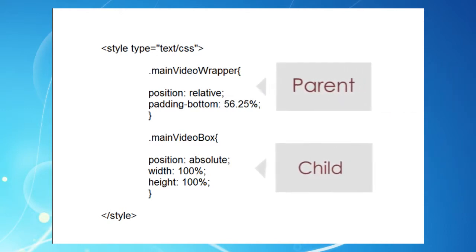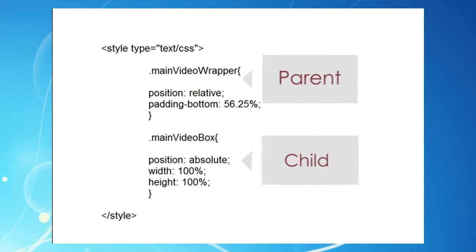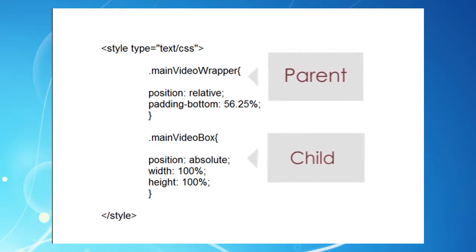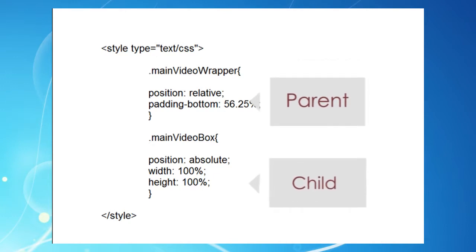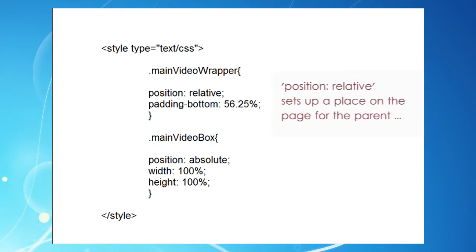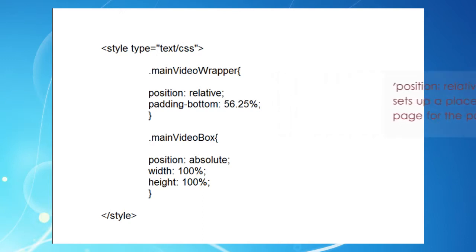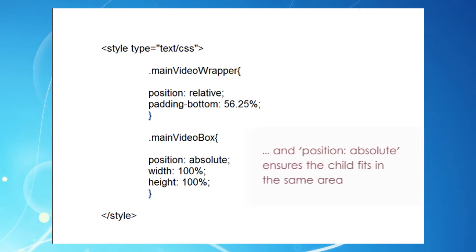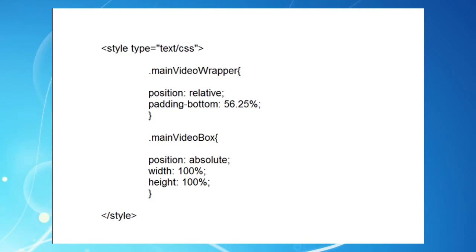Basically what we have here is the parent main video wrapper acting as a placeholder for the child main video box, into which we're then going to put the iframe. In this parent-child relationship, the property position relative sets up the parent div at a particular place on the page, and position absolute ensures the child div fits exactly in that space. No good? Okay, we'll try this then. Position relative sets up main video wrapper on the page, and position absolute fits main video box exactly inside it. Okay, we'll accept that. But what about the padding bottom?